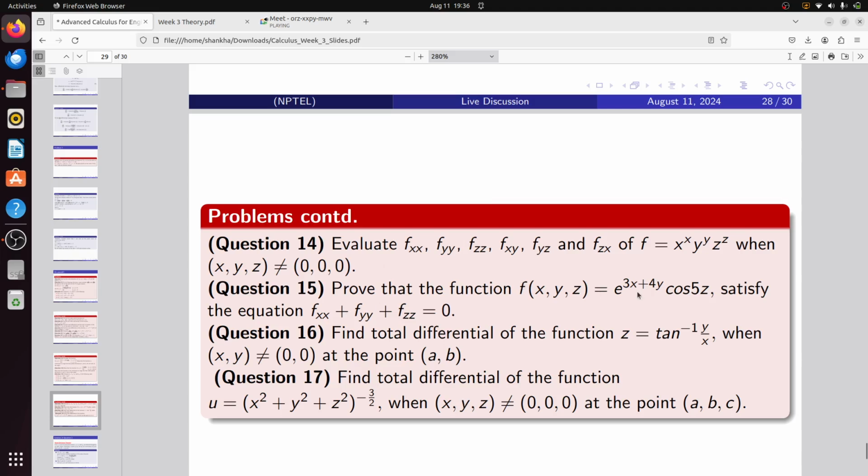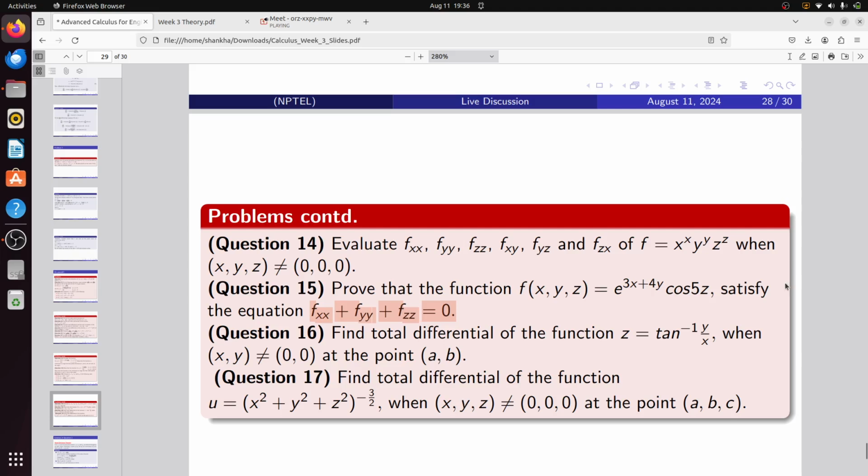Prove that the function e power 3x plus 4y cos 5z satisfies the equation. How will you solve? You will take the derivative with respect to x twice, with respect to y twice, and with respect to z twice. You will get fxx plus fyy plus fzz equals 0. This is an example of the Laplace differential equation. The Laplace differential equation in 3 dimensions is fxx plus fyy plus fzz equals 0. So this is the 3 dimensional Laplace equation.